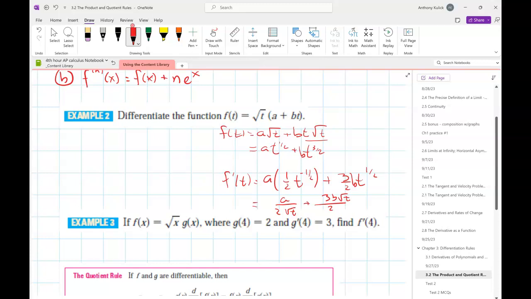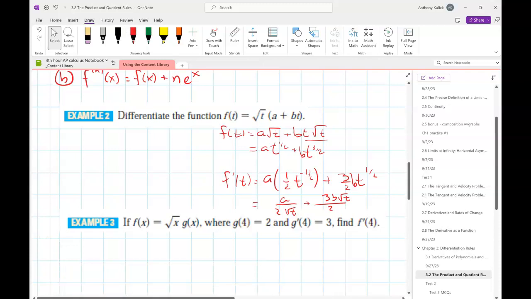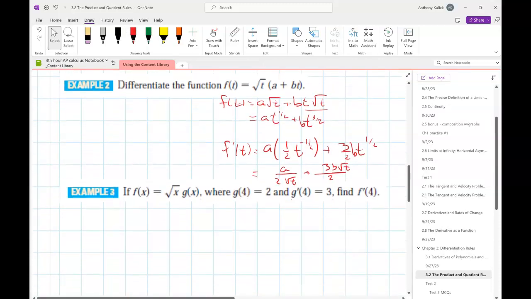You see the analogy? Now, could I still do this with the product rule? Yeah. Is it going to be much worse? Probably not. Okay. Let's look at example 3 here.